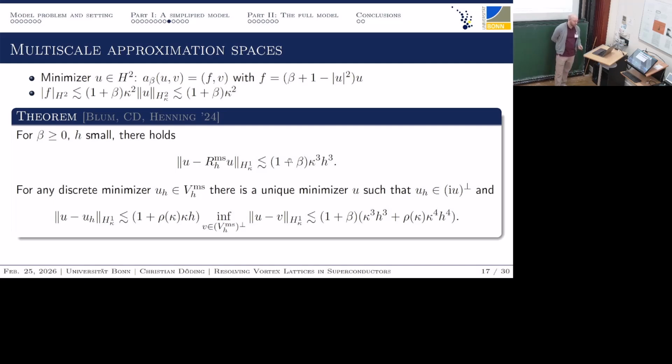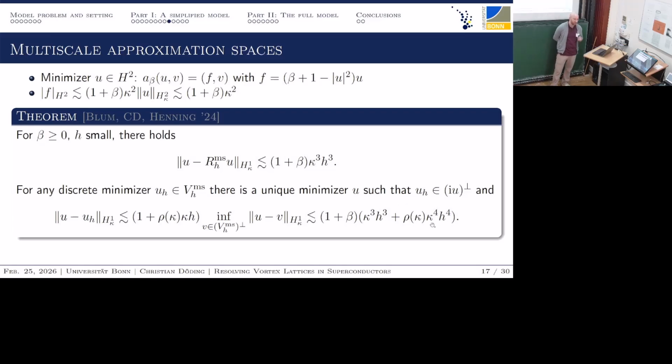Okay, and from there we can conclude now, if we consider a discrete minimizer in this LOD space, then there is again an exact minimizer close by. The error is bounded by the best approximation error involving this prefactor again. If I then apply my best approximation estimate, I obtain these error estimates here. So optimal order is 3 in H and cubic scaling in kappa.